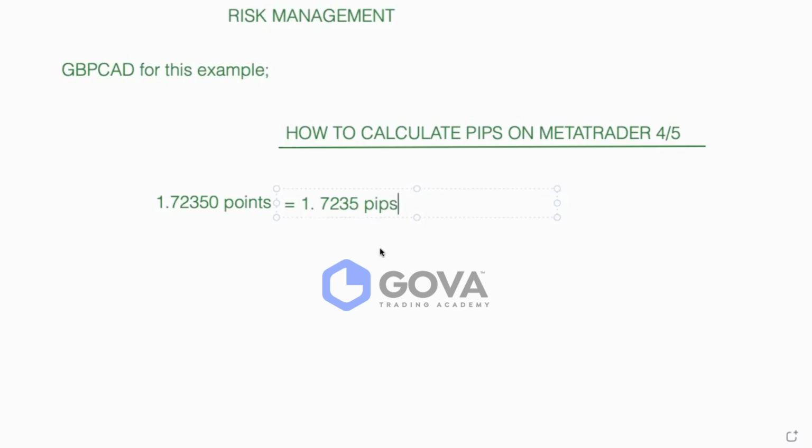So by calculating this in pips, it means that you are throwing the last number out. You can see the last number here. You are throwing it out. So by throwing it out, it means we have what we have here.